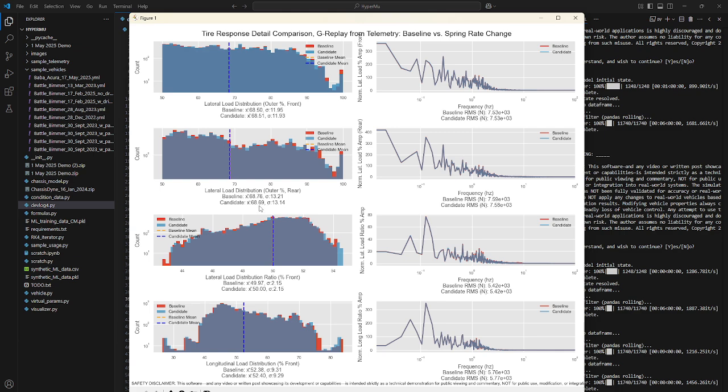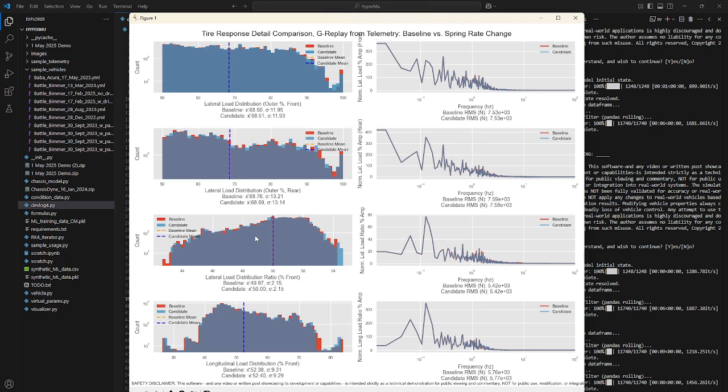We can see that on the rear, the mean lateral load transfer has decreased, but it increased very marginally on the front. The lateral load distribution ratio, meanwhile, has the exact same standard deviation, and the candidate model has a very, very slightly greater understeer bias, greater numbers are understeer bias, compared to the baseline model, but it's almost exactly in the same ballpark.